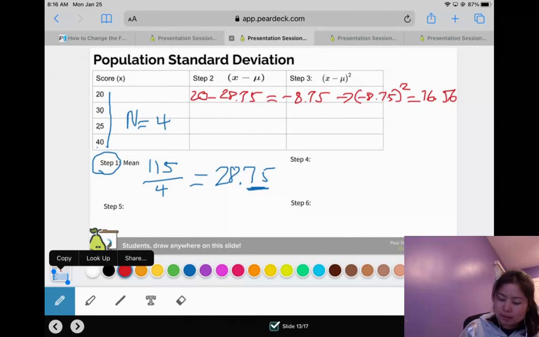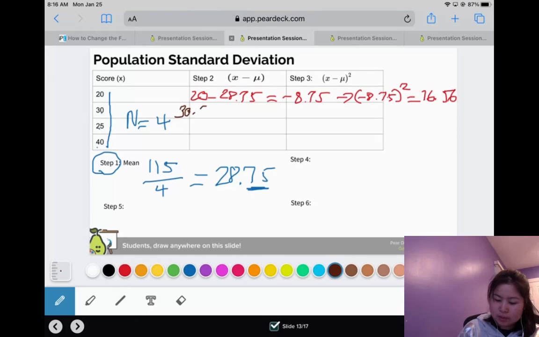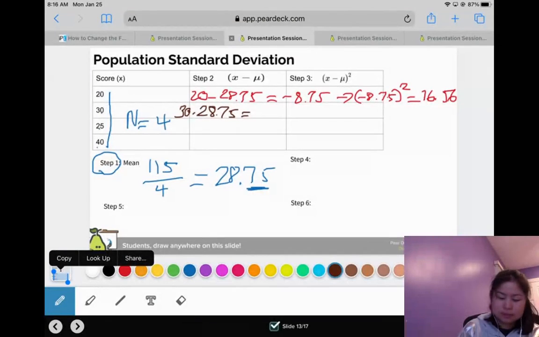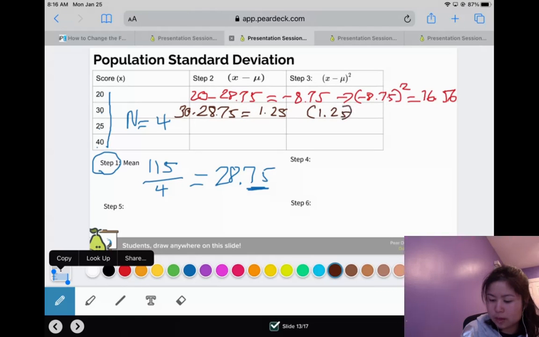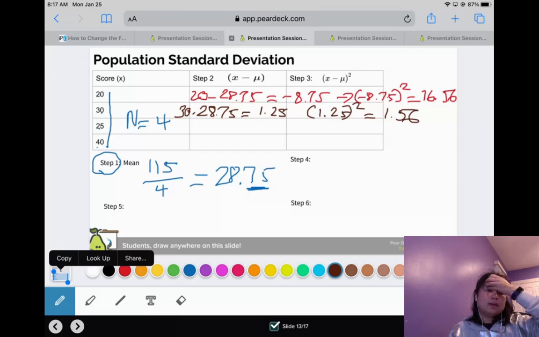I would do the same for the next one. Okay, 30, take away 28.75 gives you 1.25. Again, I will square this one. That would give you 1.56. On your exam, just make sure that if you're not sure what number to put down, feel free to ask me.